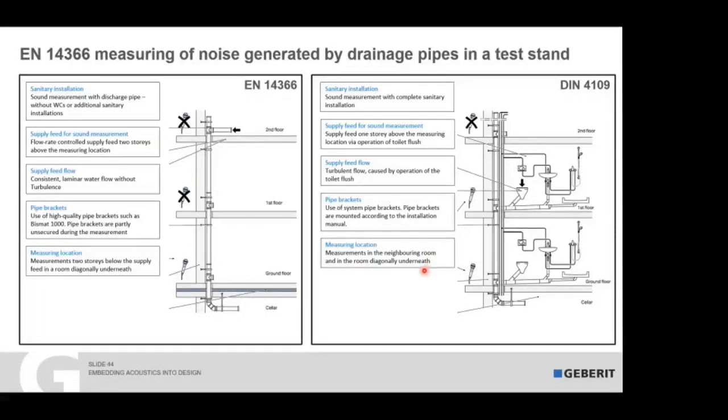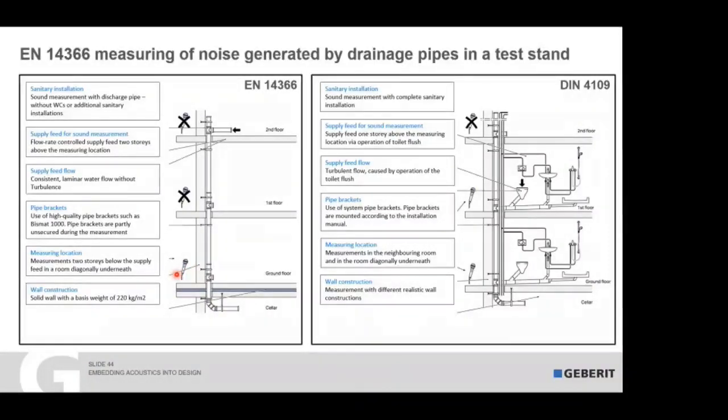Then also the measuring location. As I said, 2 stories below the supply feed, in a diagonal room underneath. And here we are, just in the diagonal room where we have the microphones. By the way, there are always 3 microphones in the room at different heights. So this is clearly defined, how you have to measure this. It's not just with a mobile phone, whatever. So this is already a very professional setup, which we have in our sound laboratory. Also, of course, they have it here in the EN 14366, but 2 stories above and without any bends involved.